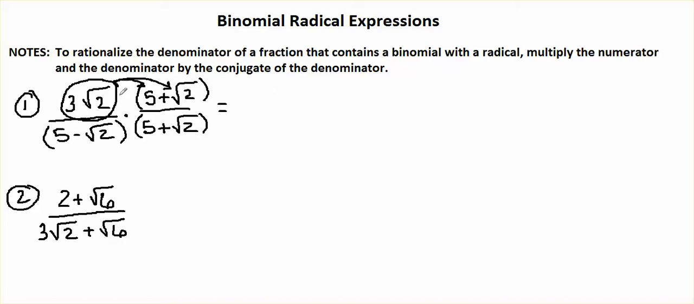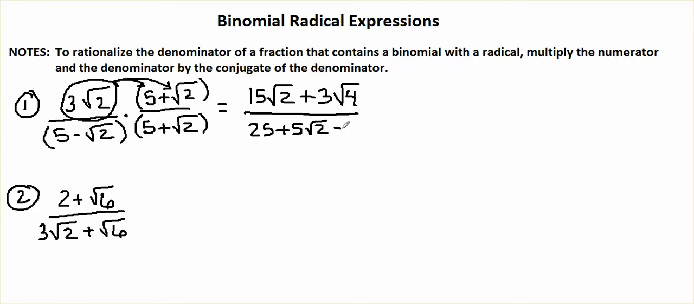So we have 3 times 5 is 15, and we have our radical 2. And then we have 3 times 1 is 3. Radical 2 times radical 2 is radical 4. Okay, so now let's go ahead and FOIL the bottom. Our first term, 5 times 5 is 25. Outside terms, plus 5 times radical 2. Inside terms, minus 5 radical 2. And then last terms, a minus times a plus is a minus radical 4.